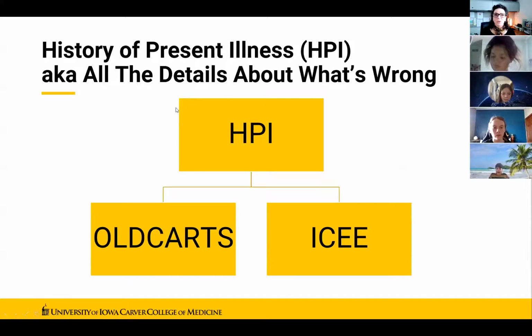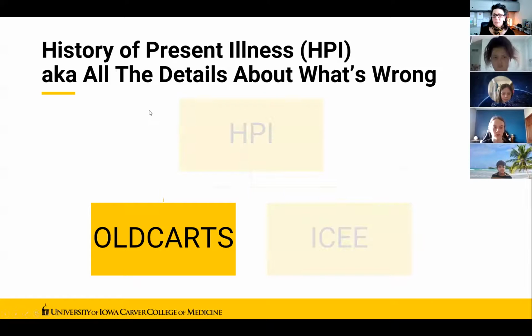So medical school is all about acronyms. HPI is the history of the present illness, and that's broken down into a couple of parts. Today, we're going to talk about OLD CARTS first. OLD CARTS, this is at the University of Iowa, is the acronym that we use so medical students and physician assistant students have a good idea of what kinds of questions they're going to need to ask the patient.